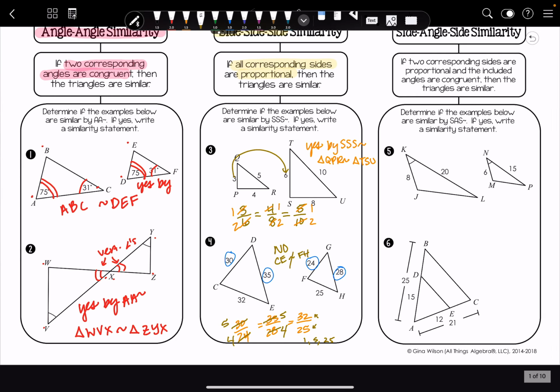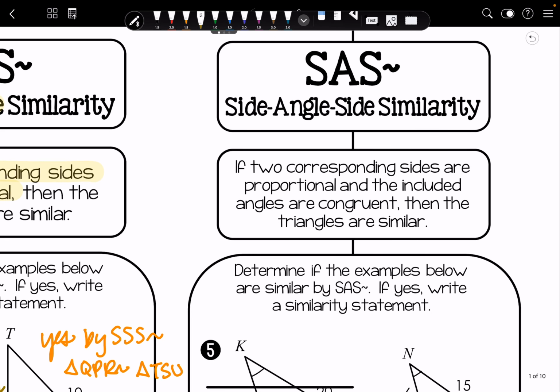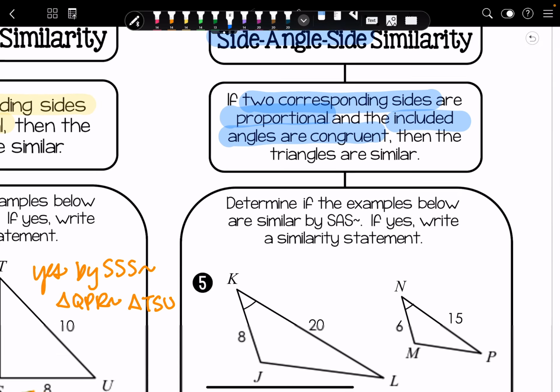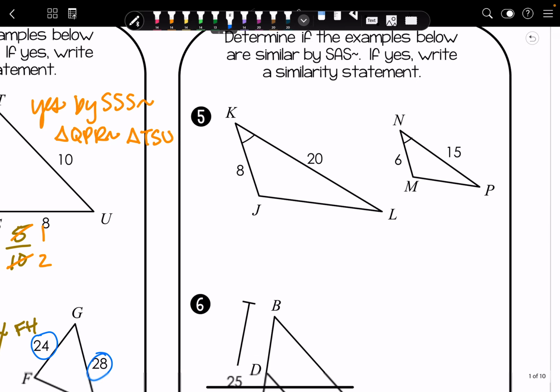All right, our last one is going to be side-angle-side similarity. So if two corresponding sides are proportional and the included angles are congruent, typically that's only one included angle, by the way, then the triangles are going to be similar by side-angle-side.